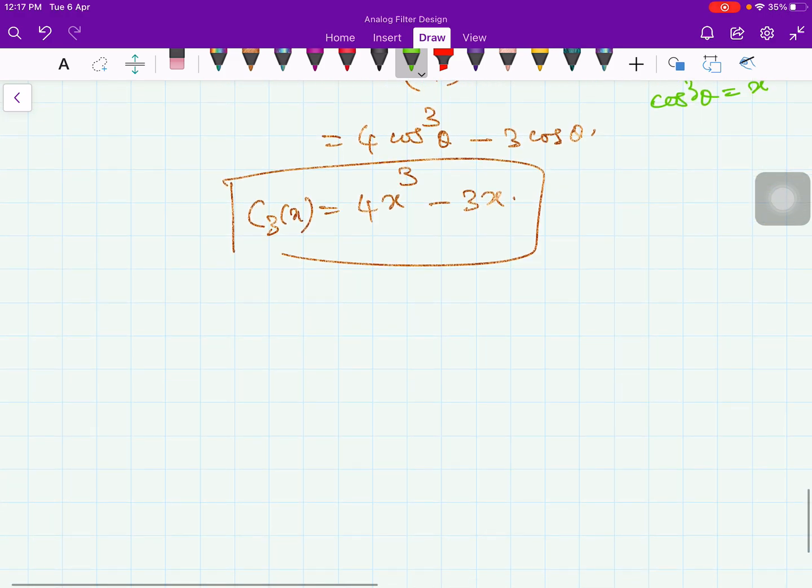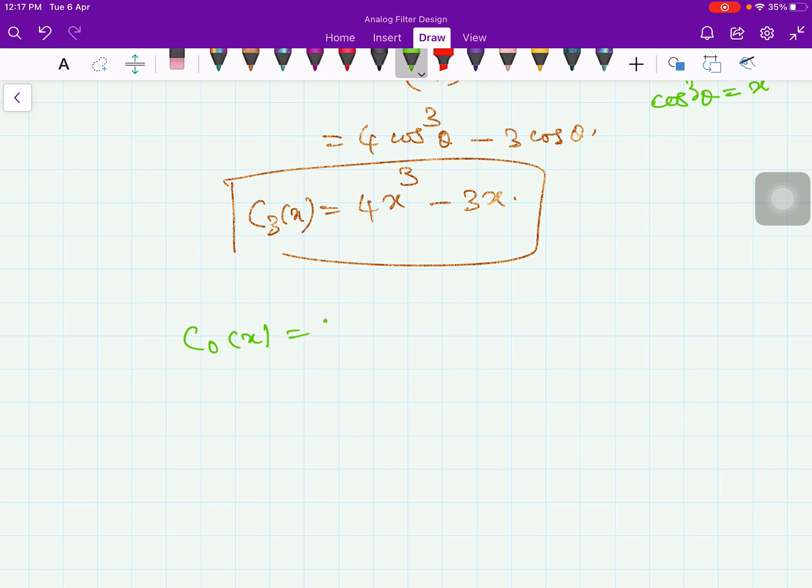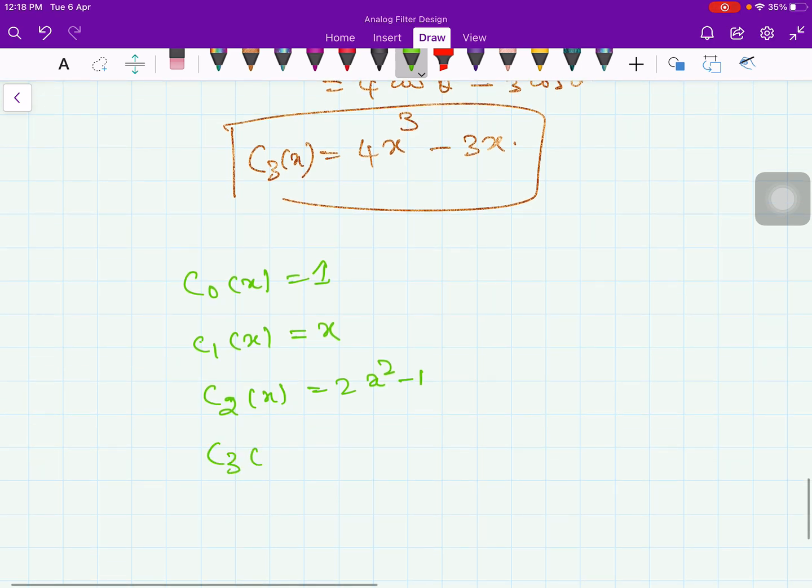Okay, so let us list out the expressions. C0 of x equal to 1, then C1 of x is equal to x, and C2 of x is equal to 2x squared minus 1, and C3 of x is equal to 4x cubed minus 3x.